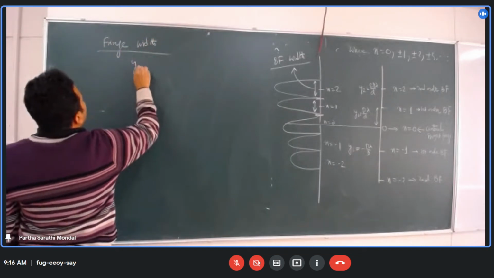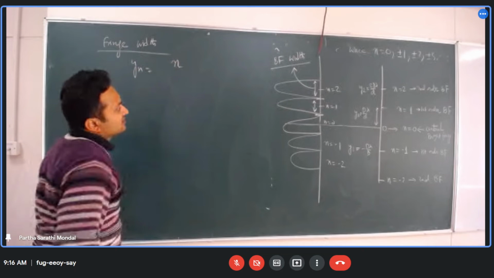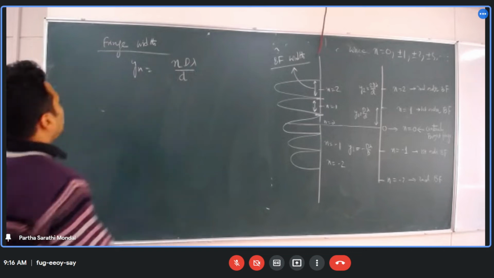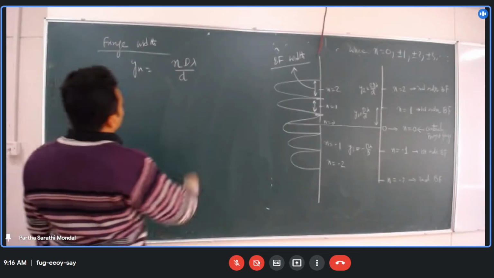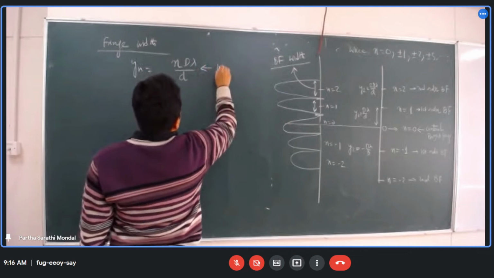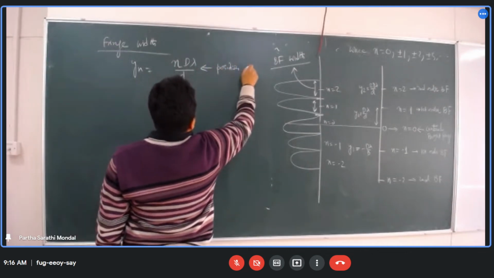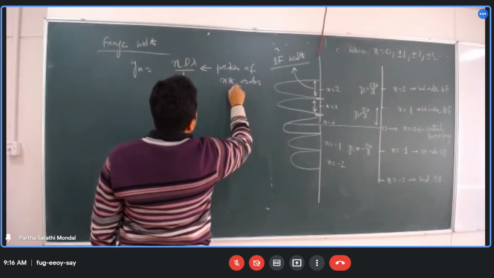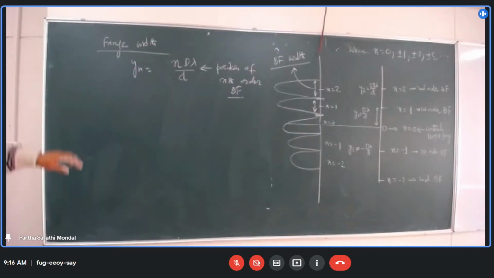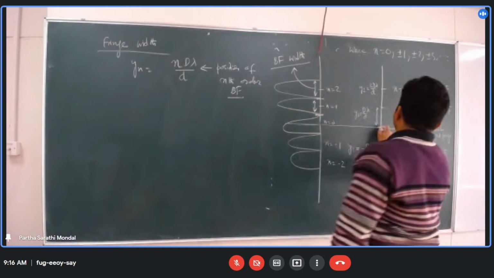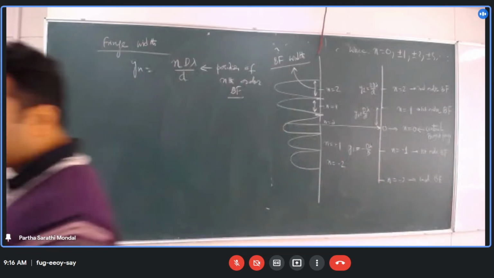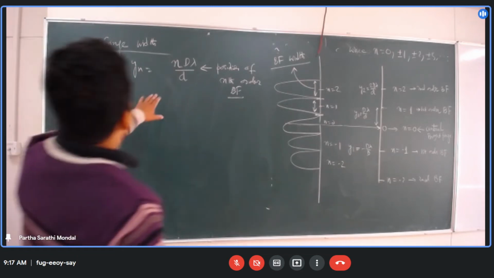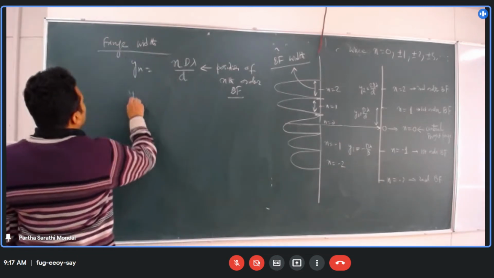So we know that y_n equal to what was it? n dλ/d. This is your y_n, which is the position of the nth order bright fringe. Okay, so from where are we calculating? We are calculating from the O point, the central point of the screen. How much time has passed? Okay, we have time.